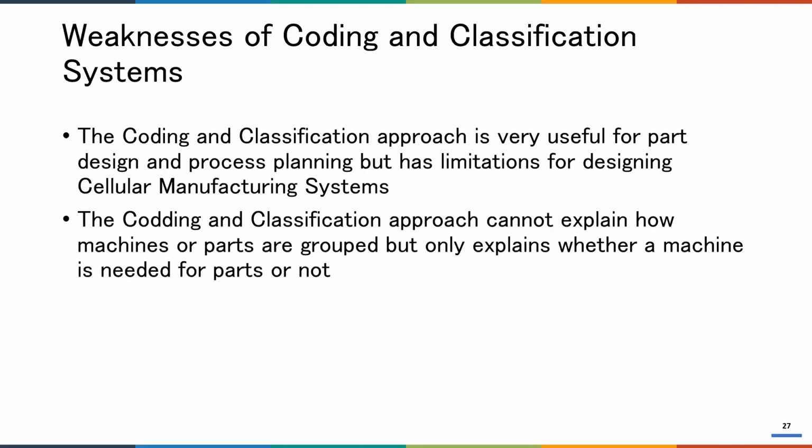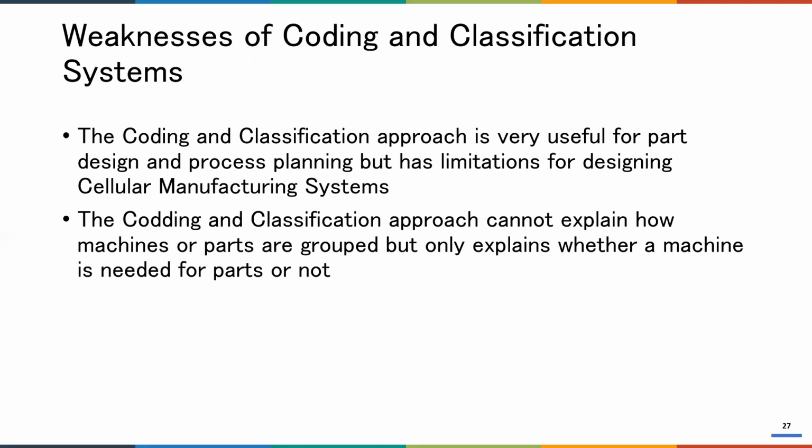However, like the visual method, the coding and classification system is actually only useful for differentiating the parts. It means we only make the part family rather than the machine cell. So you're not really designing the cell or manufacturing system, but rather, in the visual and also the coding method, you cluster the products based on the rules that you make.